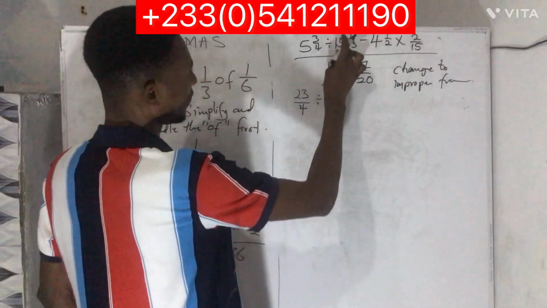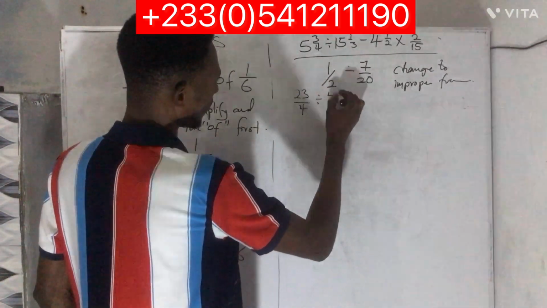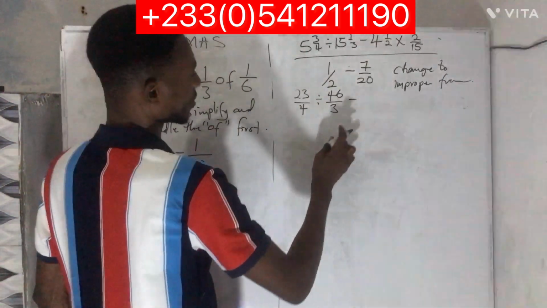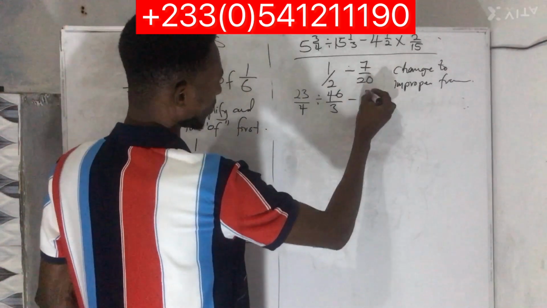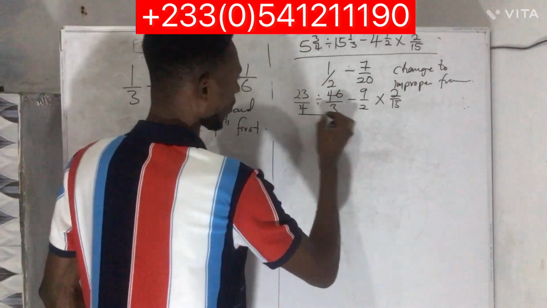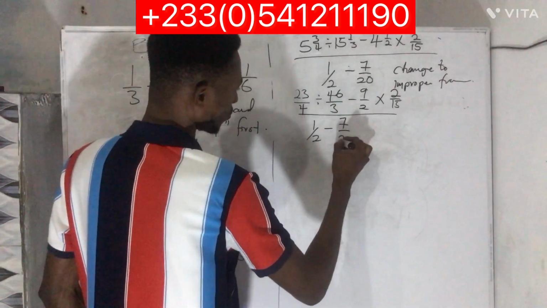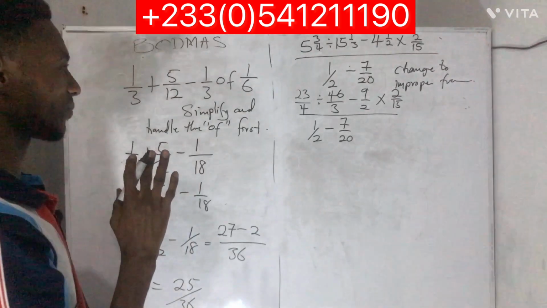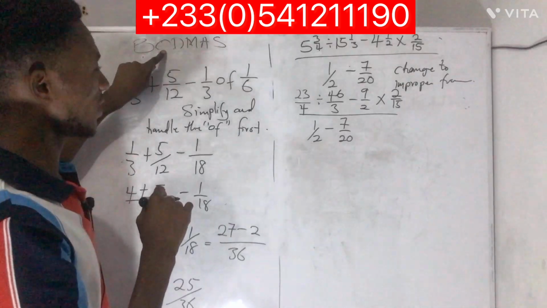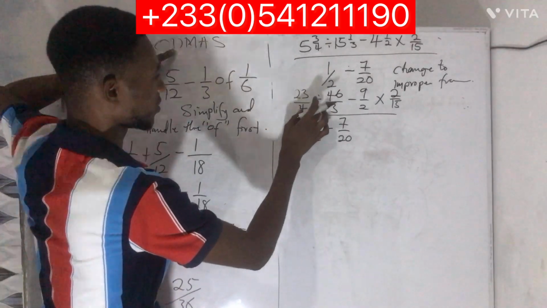Divided by 15 times 3, 45, plus this, 46 over 3. Minus 4 times 2 is 8, plus 1, 9 over 2 times 2 over 15, all over 1 over 2 minus 7 over 20. Are you clear with this? Now after that, do we have bracket in it? Do we have off in it? Do we have division in it? Yes. Okay, so the division is this one. So let's handle this one.